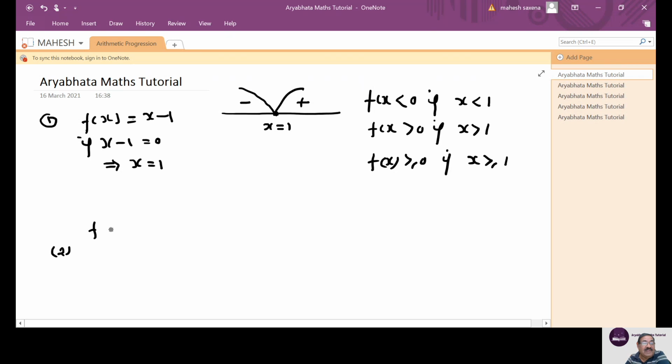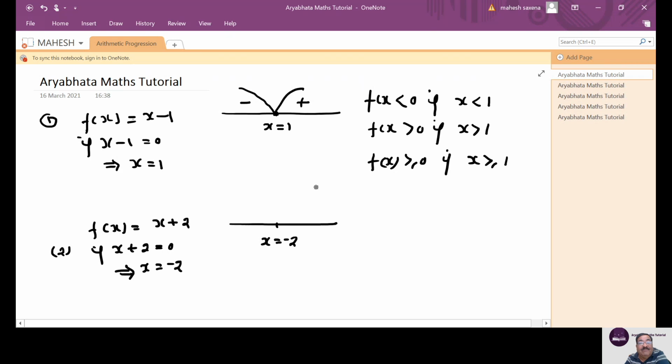Let f(x) be x plus 2. Now if x plus 2 is equal to 0, it implies that x is equal to minus 2. Now again we draw a line, and mark here x equal to minus 2. At this point f(x) will be 0. Again we draw a graph like this, and from the right hand side we will mark plus, minus.